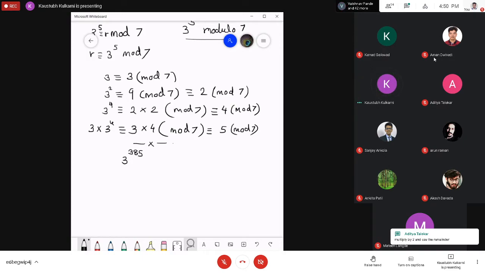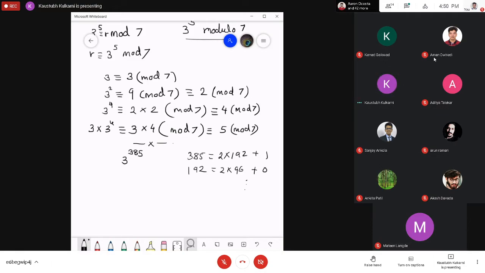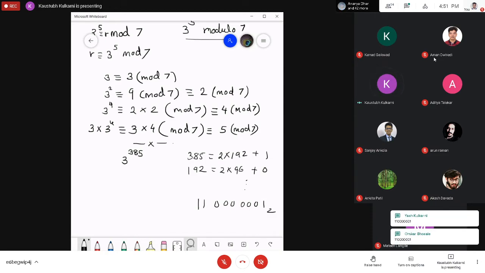Divide by 2 and use the remainder. 385 is 2 into 192 plus 1. Then 192 is 2 into 96 plus 0, and so on you will perform. So the number you will get is 1 1 0 0 0 0 0 0 1 in binary.